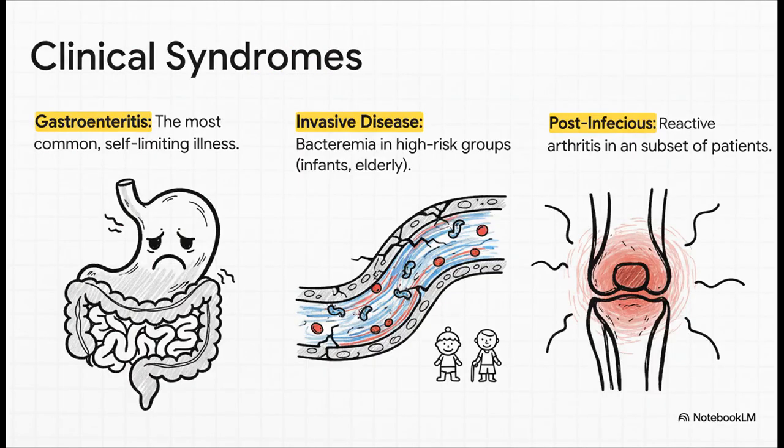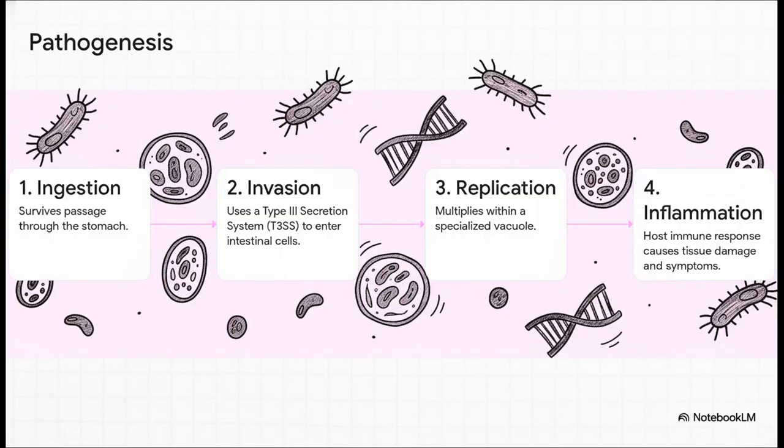For most healthy people, this is going to be a miserable few days of classic gastroenteritis. It's acute, it's self-limiting, and then it's over. But for the very young, the very old, or the immunocompromised, this bug can be a whole different beast. It can go invasive, get into the bloodstream, and set up shop in other parts of the body. And even when you think you're in the clear, it can leave behind a nasty little parting gift for some people: post-infectious reactive arthritis. So, what's its battle plan?